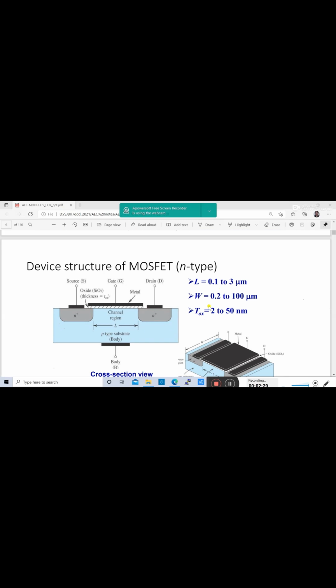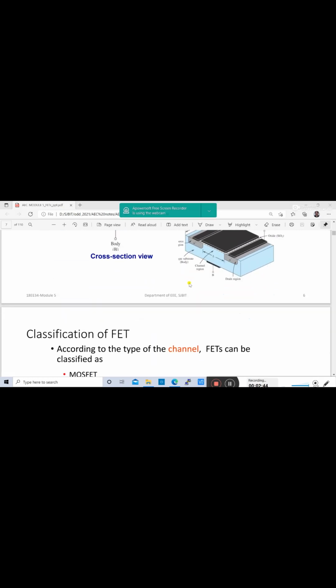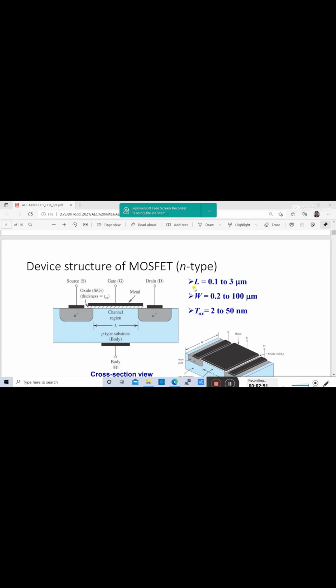Now the channel length also matters. We need to specify what the channel length should be for the MOSFET. Channel length, width and thickness are mentioned here. This would be the cross-sectional view of a MOSFET.